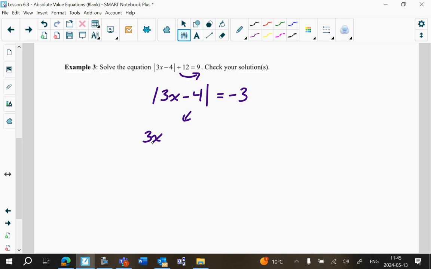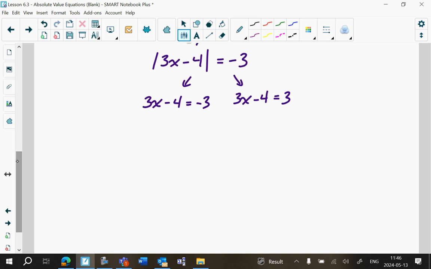3x minus 4 is equal to negative 3. Same equation without the absolute value bars. Or the 3x minus 4 is equal to negative 3, which is 3. So add 4 to both sides, I get 3x equals 1. Divide both sides by 3, I get x equals a third.